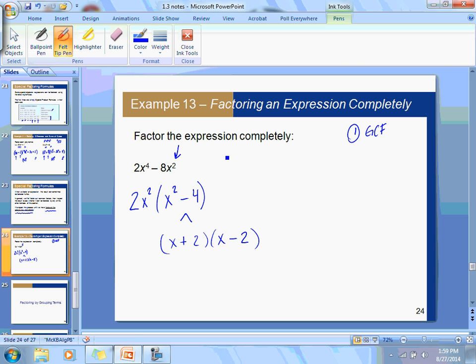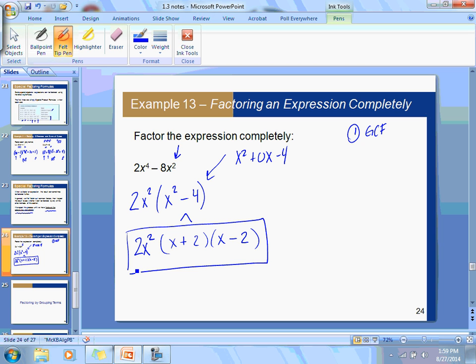So really, it's kind of like doing guess and check with an x squared plus 0x minus 4. So we're trying to get the factors of 4 that are adding up to 0. So we need 2, and one has to be positive and one has to be negative. And then we still need to bring down this GCF that we factored out before. So now after we've taken out the GCF and then we've done our second step, which was a difference of two squares, now we have factored it completely. I can't break any of those terms down any further.